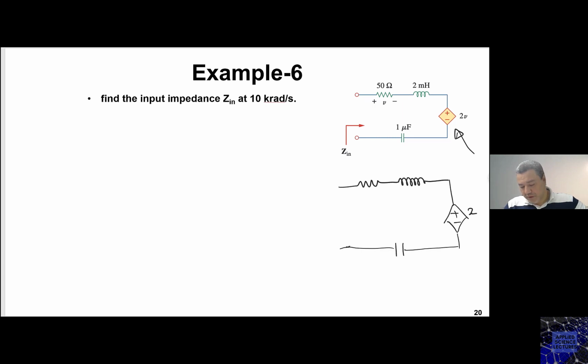But while we are doing this, we need not to forget to go to the frequency domain. So here we have 50 ohm, and this one now is phasor V, and this is ZL, and this is ZC, and we need here to hook up a source and calculate the withdrawn current.